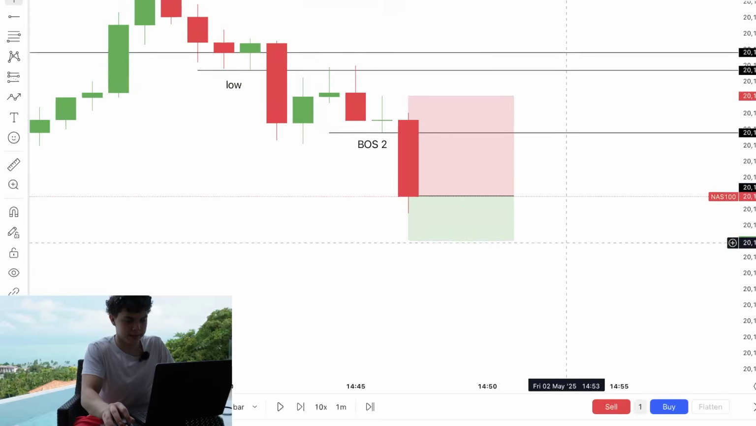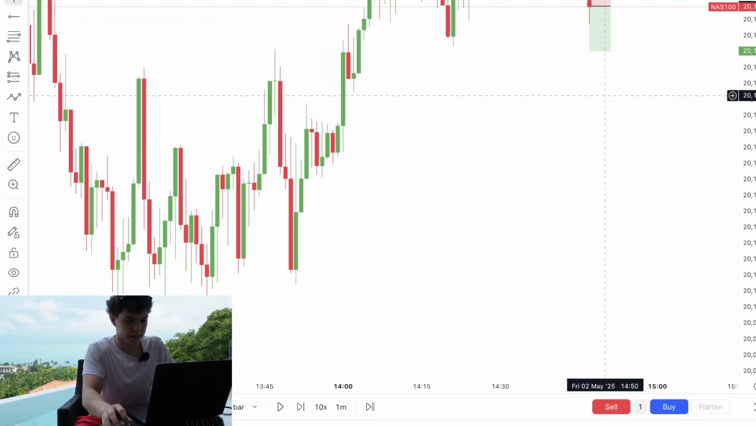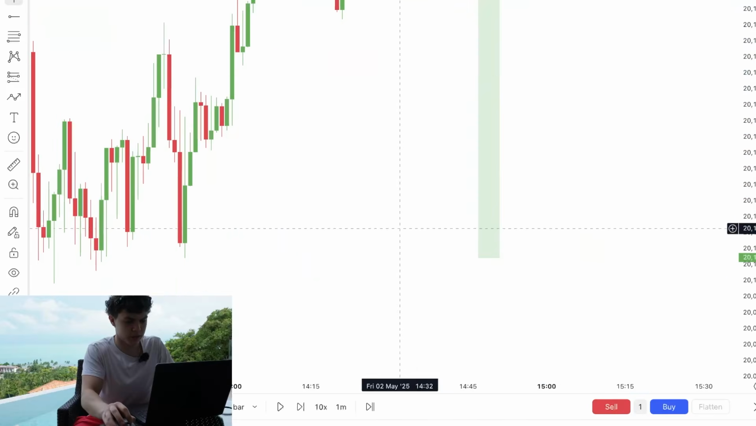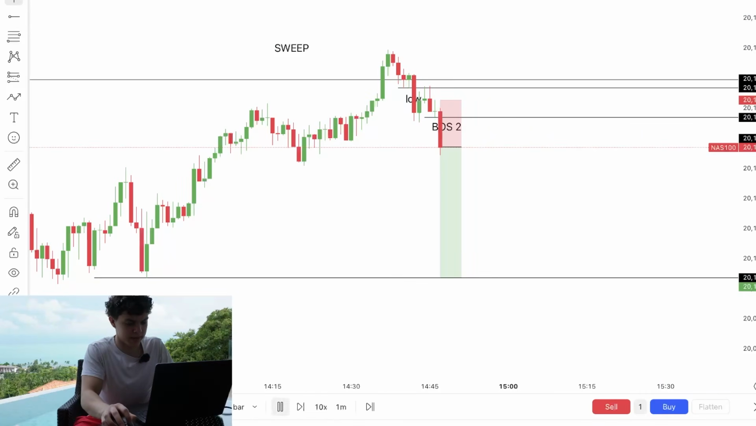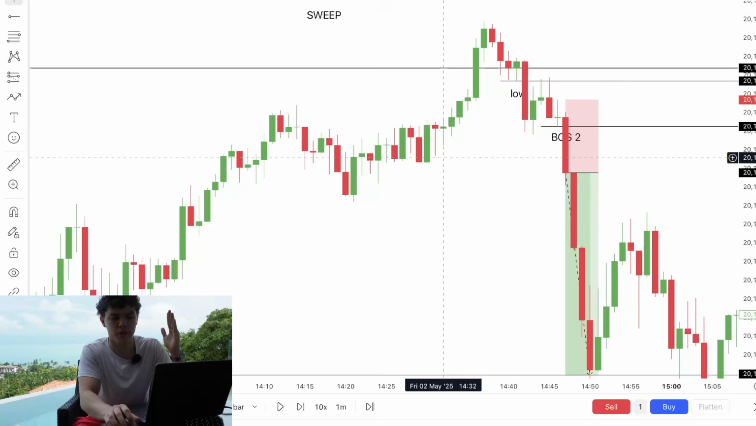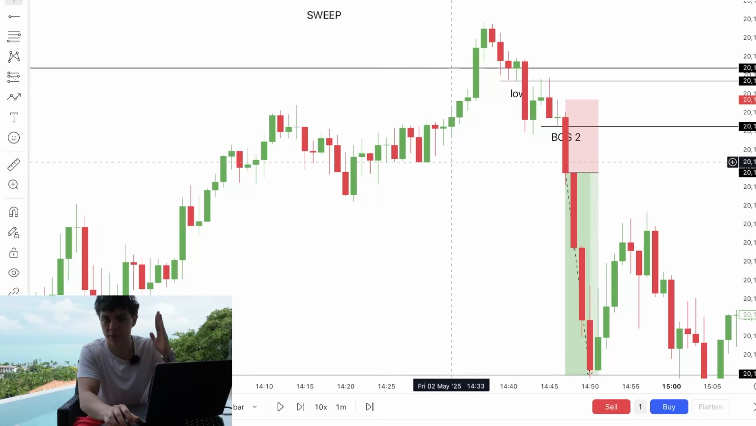Entry number 2, like this, follow the trend, and I'm going to target some lows. I'm going to target this low right here because there's liquidity as well. And let's see what happens. Boom.